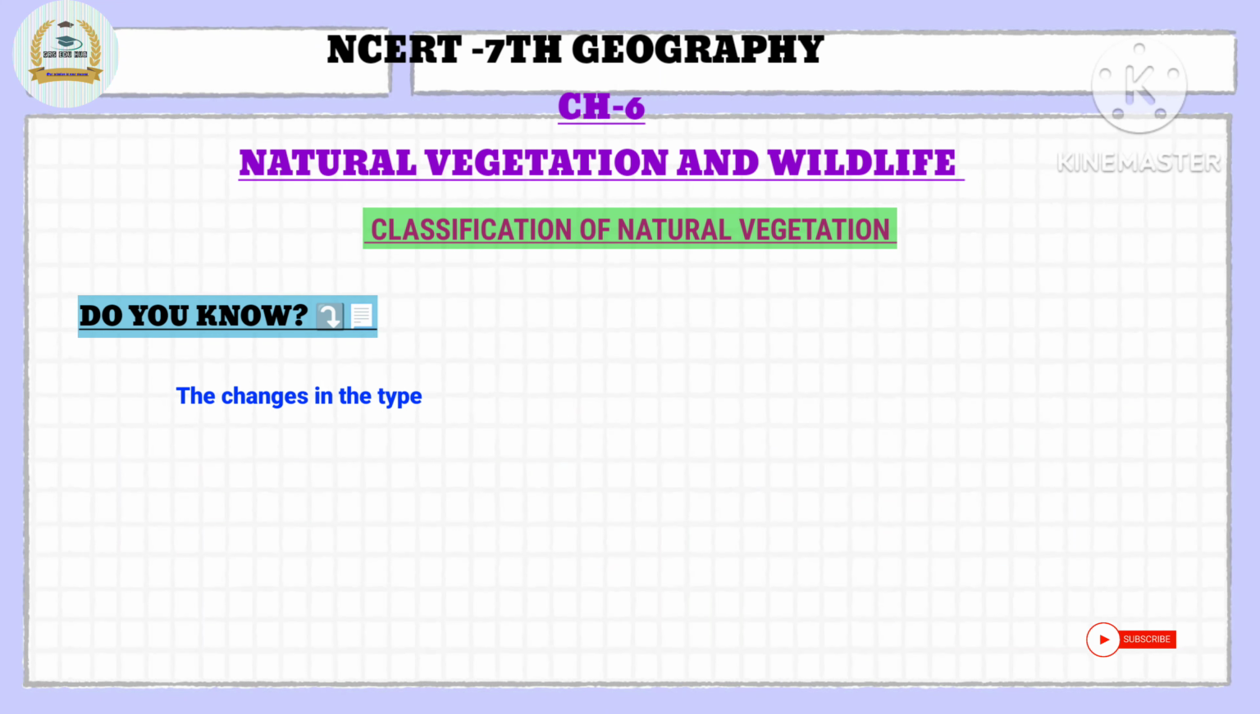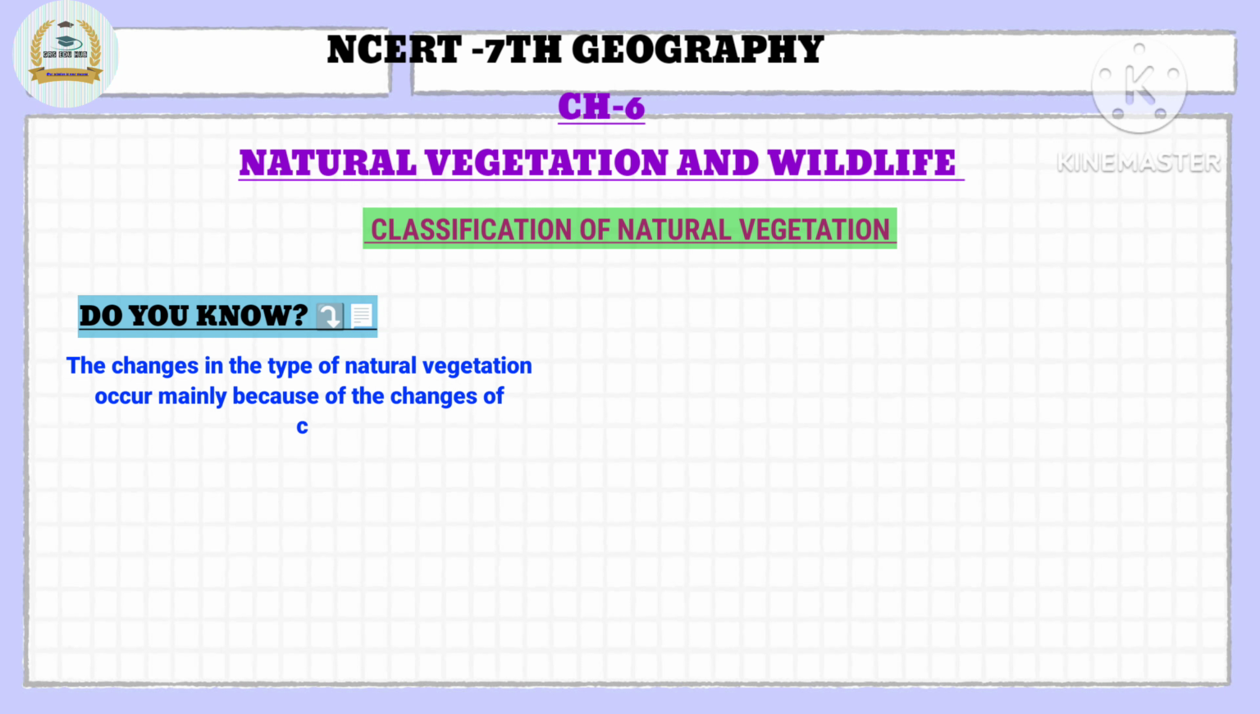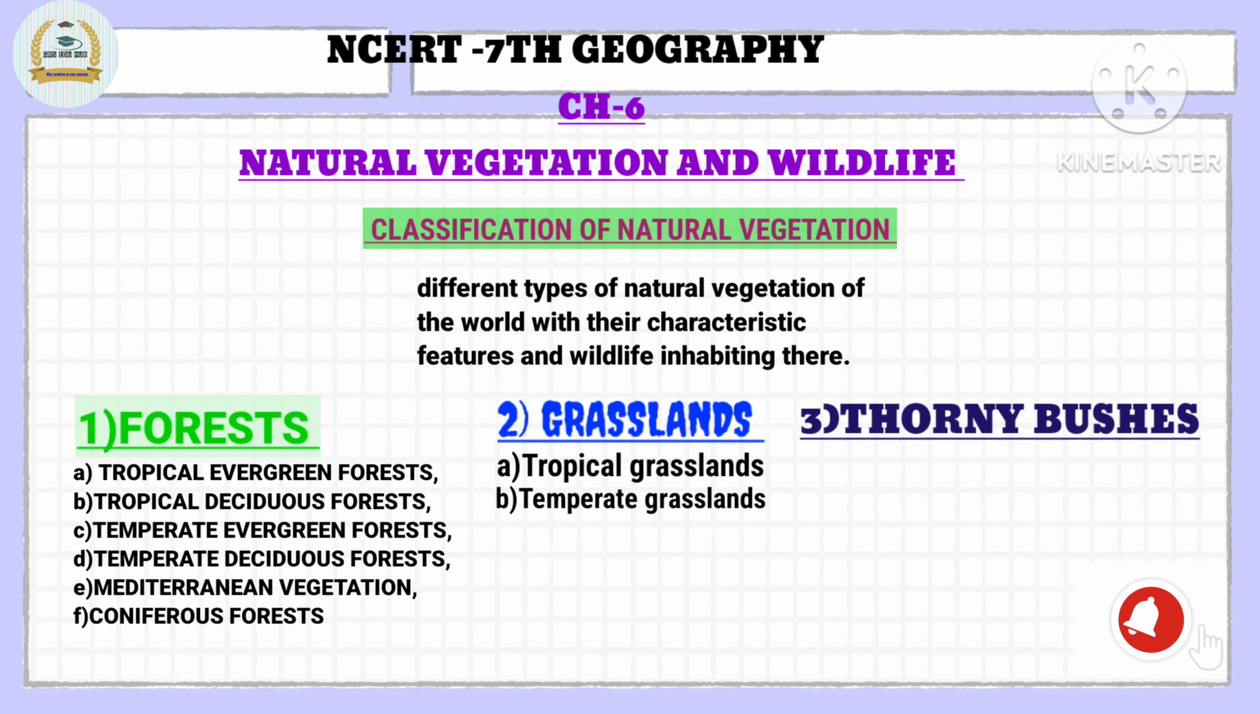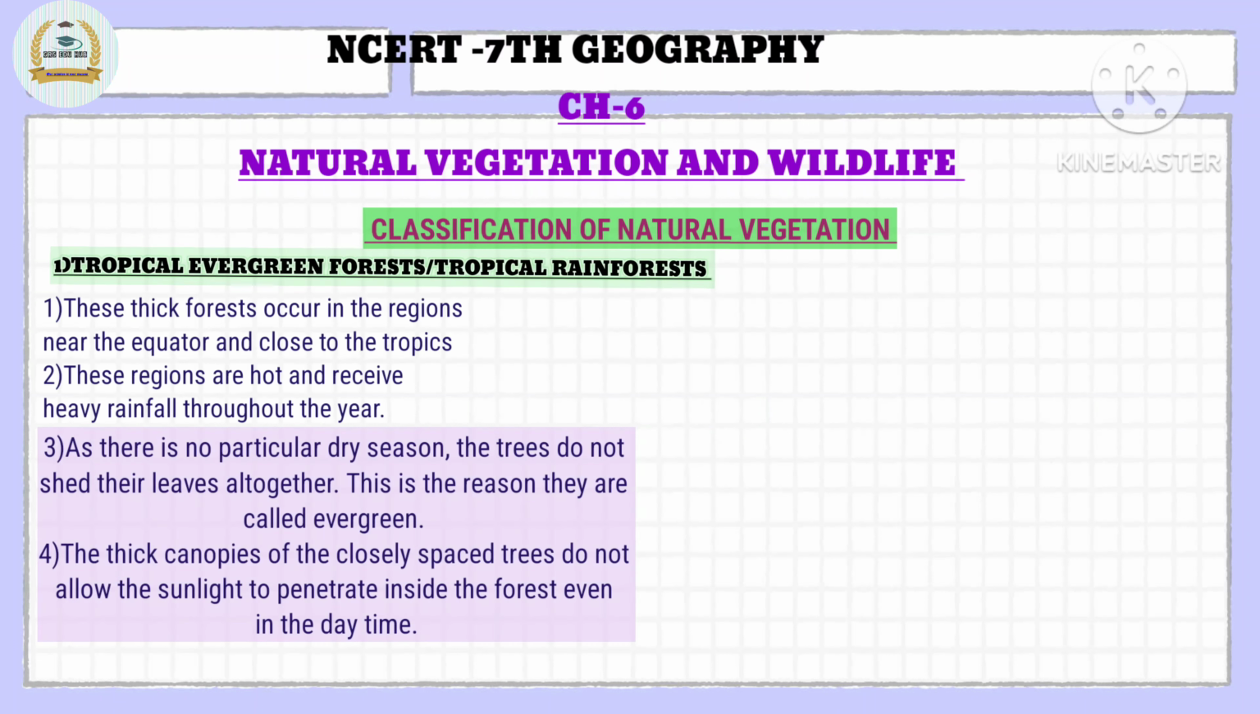Do you know, the changes in the type of the natural vegetation occur mainly because of the changes in the climatic condition. Now the different types of natural vegetation of the world, with their characteristic features and the wildlife inhabiting them. First is the forest: tropical evergreen forest, tropical deciduous forest, temperate evergreen forest and temperate deciduous forest, Mediterranean vegetation and coniferous forest. Then grasslands: tropical grasslands, temperate grasslands, and thorny bushes.